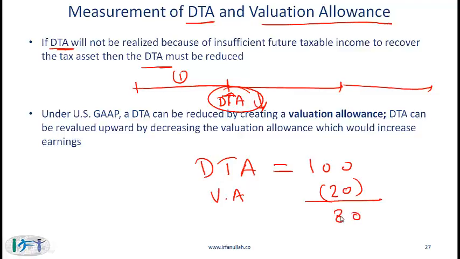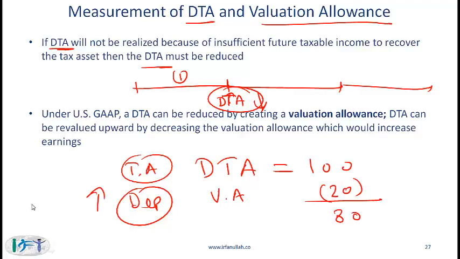Next year, for example, we are even less sure about profitability. Then we can increase our valuation allowance to 30, which means that the net deferred tax asset comes down to 70. So notice, as I said earlier, this is a lot like depreciation, where depreciation is a contra account that goes with your long-term tangible assets. Similarly, valuation allowance is what goes with deferred tax assets. If you get a question on valuation allowance on the exam, you can think of it in terms of depreciation.